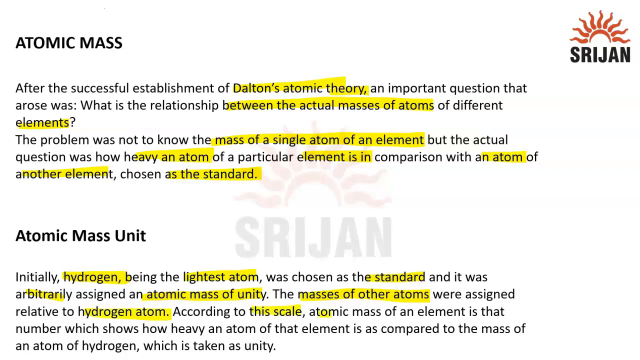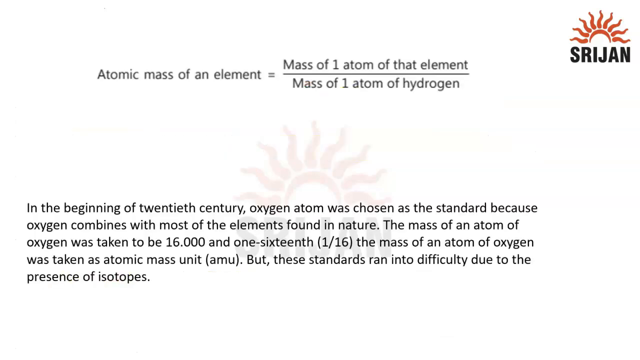According to this scale, the atomic mass of an element is that number which shows how heavy an atom of the element is as compared to the mass of an atom of hydrogen, which is taken to be unity. So the atomic mass of an element is simply the mass of one atom of that particular element divided by the mass of one atom of hydrogen.